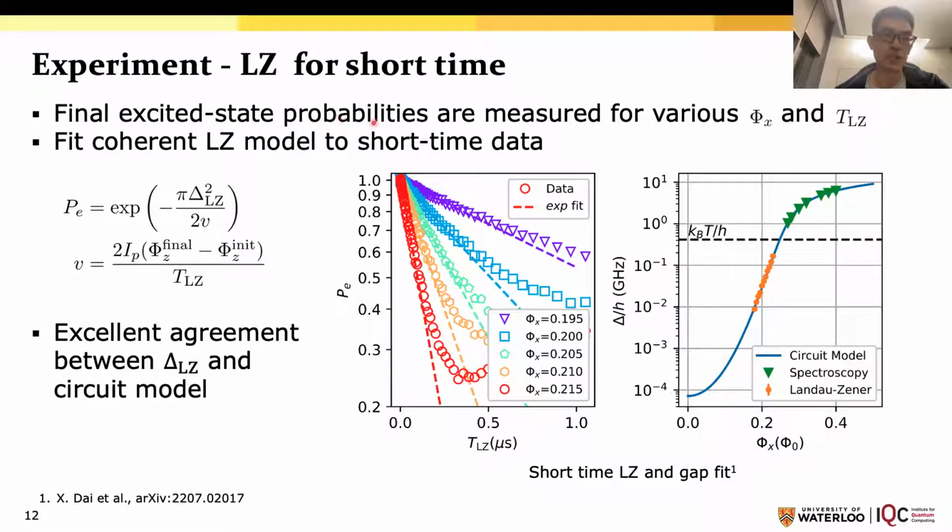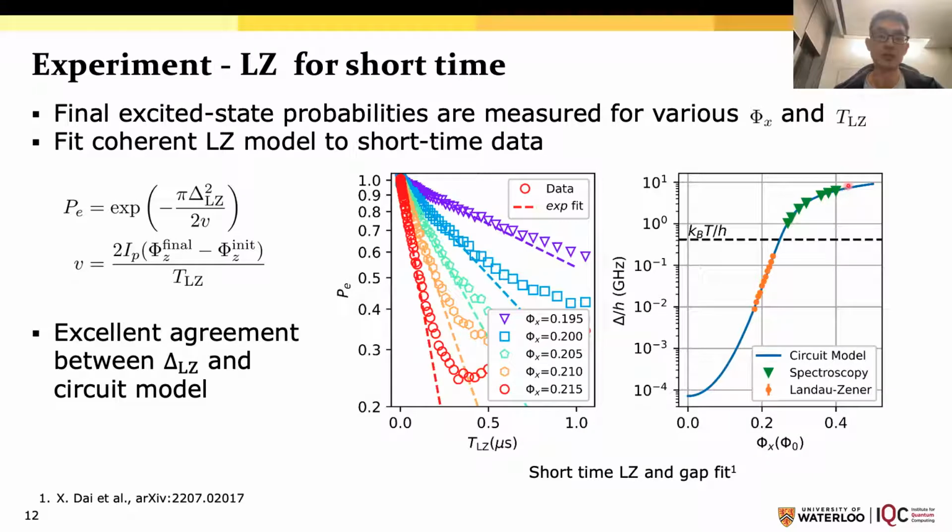So we measured the final excited state probabilities for different T_LZ and phi_x. We call phi_x controls the minimum gap delta. And we fit the initial decays to the coherent limit result and extract an effective gap delta_LZ. And when we compare the effective gap extracted with the circuit model, we see that they agree very well.